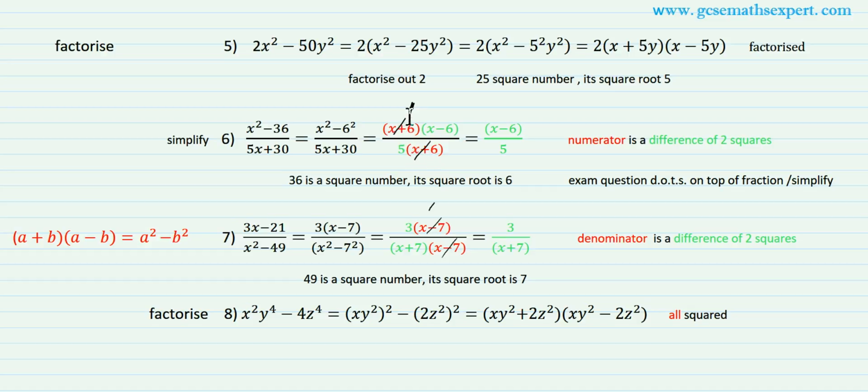Then you can see that this red x plus 6 and x plus 6 are the same, so this will divide into this and you get 1. So this will be 1 times x minus 6 on the top. On the bottom you'll have just 5. So this is the simplified form.